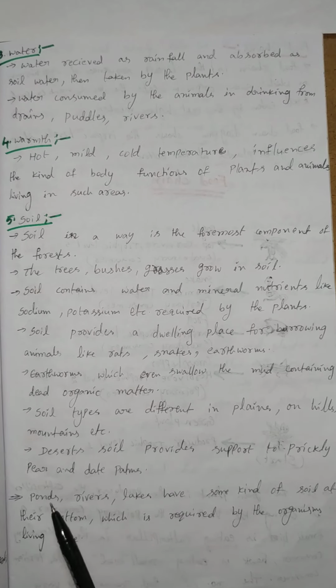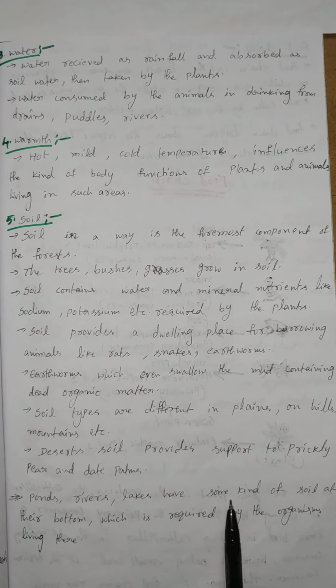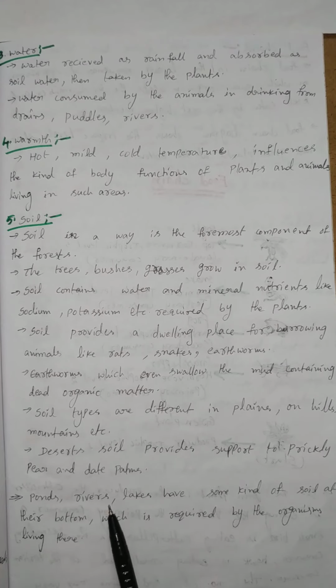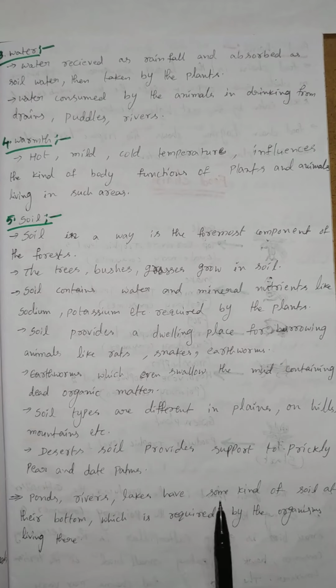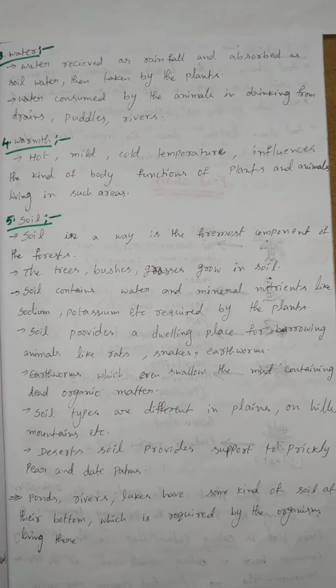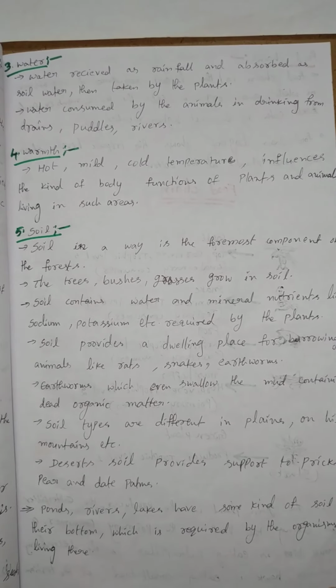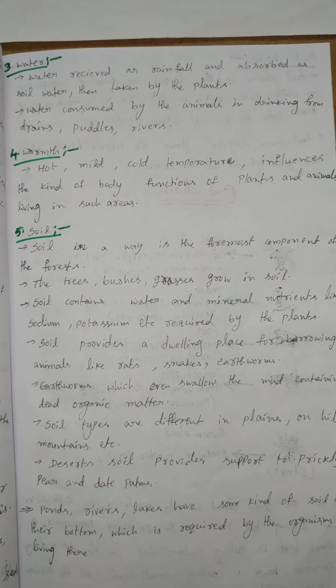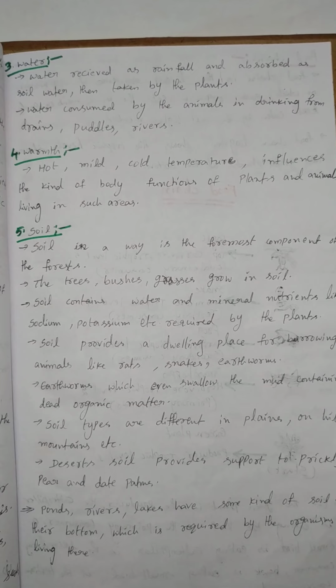Next, ponds, rivers, lakes have some kind of soil at their bottom which is required by the organisms living there. So here ponds, rivers and lakes have a separate type of ecosystem, and there are different types of organisms living there. These are the abiotic components. Abiotic means non-living components: sunlight, air, water, warmth, soil.